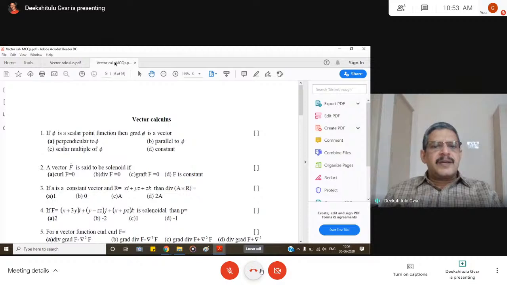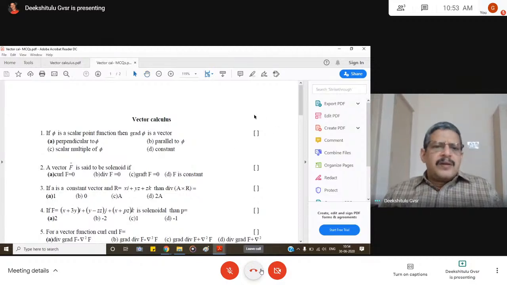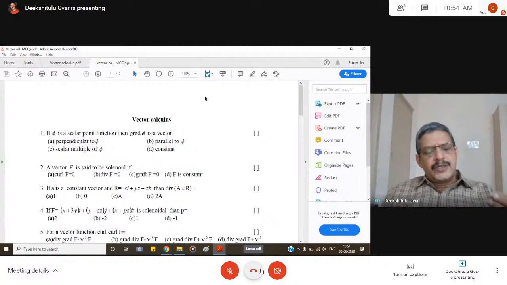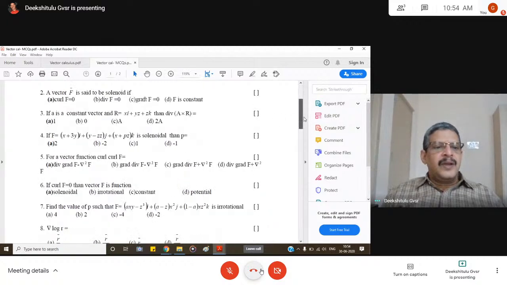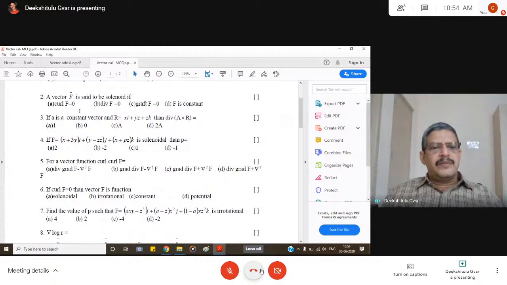I have prepared 20-25 multiple choice questions on vector calculus. Very small problems. You can just go through them once. If phi is a scalar point function, then grad phi, the gradient, is always a vector. A vector F is said to be solenoidal if... You know the answer. After going through this lecture, you must be able to answer what a solenoidal function is.